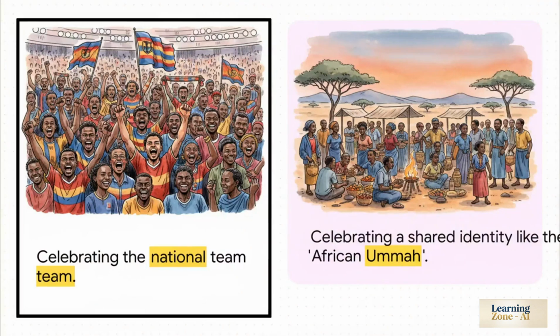And this is where you really see that tension. On one side, you've got modern nationalism. You know, that feeling you get cheering for your country's soccer team. But on the other side, you have these much deeper shared identities, like the idea of an African Ummah, a huge community that just completely ignores those modern lines on the map. So it makes you wonder, where did this whole idea of nationalism tied to these specific lines even come from?